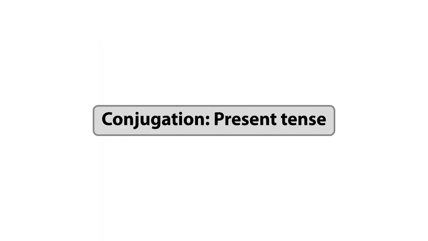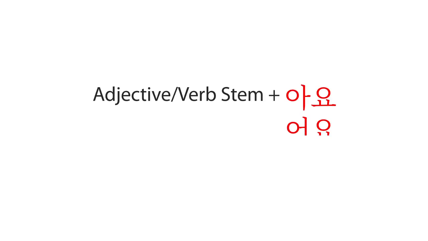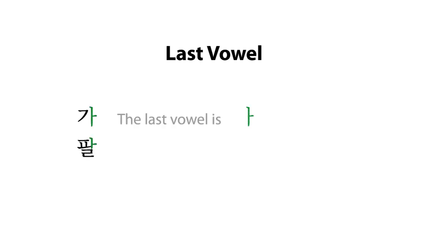To conjugate a verb or an adjective, we need the stem plus 아요, 어요, or 해요. If the last vowel is 아 or 오, we use 아요. In order to conjugate a verb or an adjective correctly, it's important to know the last vowel of the stem. Take a look at the following two stems.